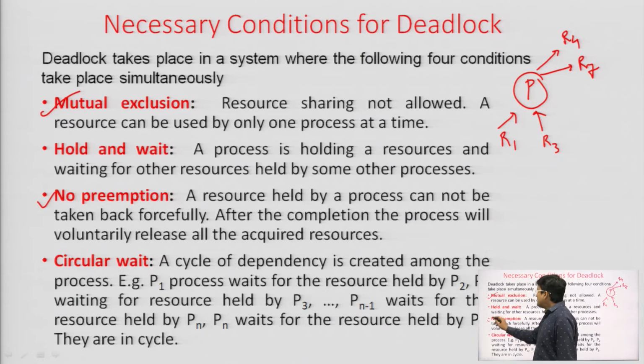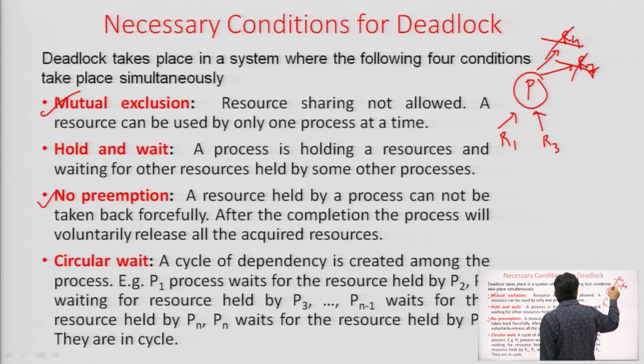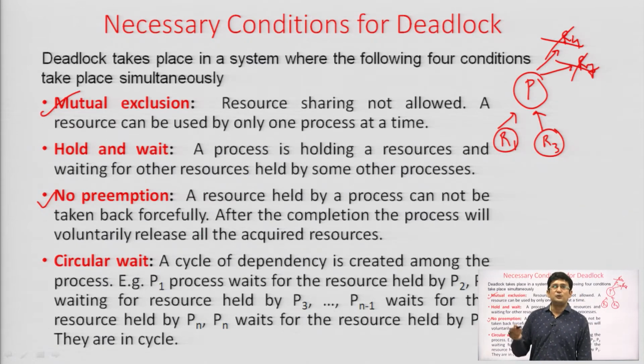No preemption means, let us say, the same situation wherein the process is holding the resources R1 and R3, but the requested resources R4 and R7 cannot be allocated at the moment. So, these resources R1 and R3, which a process requires for the execution, but the process also requires additional resources R4 and R7, and the execution of the process is dependent on all these 4 resources. So, those 2 resources R4 and R7 are not made available at the moment, R1 and R3 are allocated.